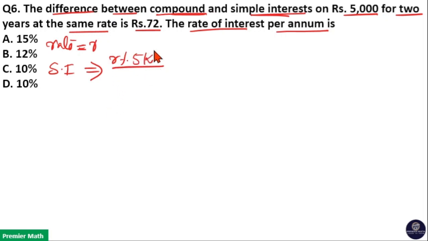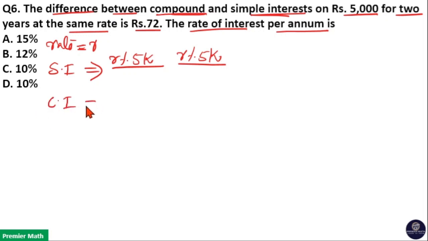So R percentage of 5,000 is added as simple interest for the first year. In the second year, same interest is added. That is, rate is R percentage, principal is 5,000. So R percentage of 5,000 is added as the simple interest for the second year. Now total interest is this one.